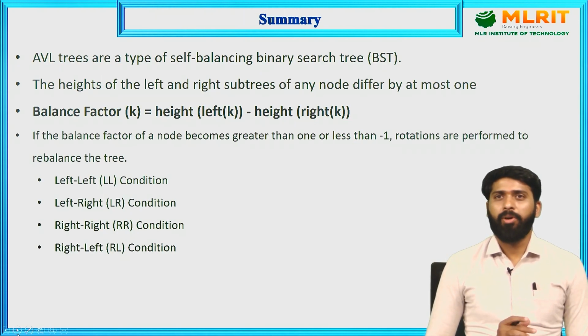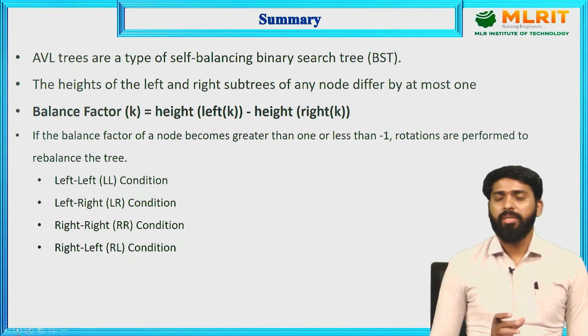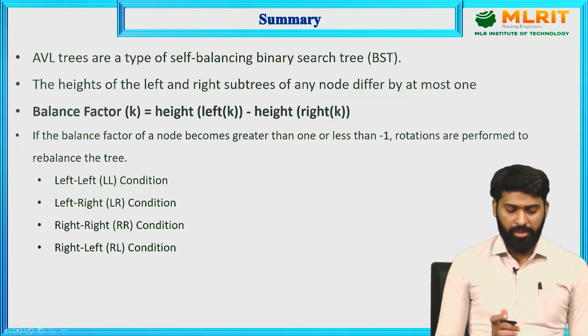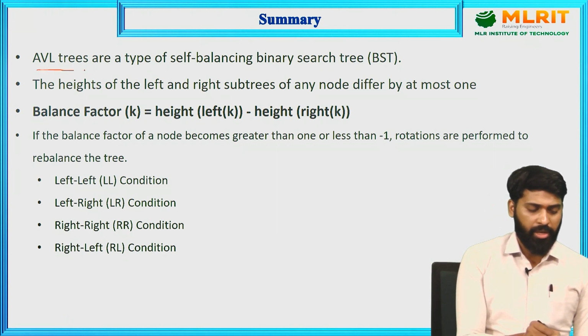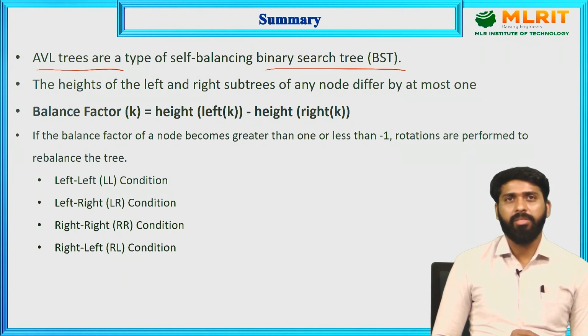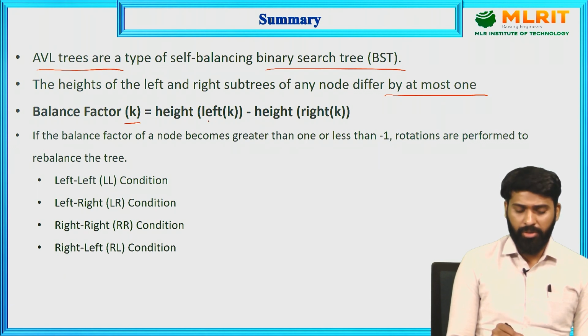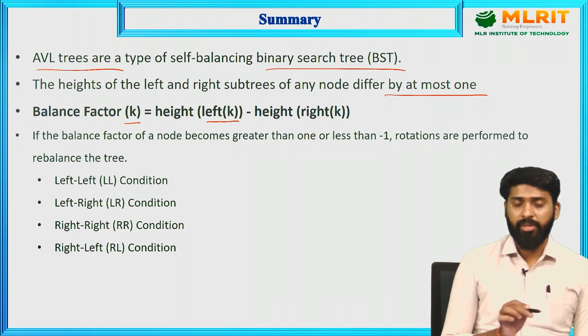Okay. I hope you all understand how to insert a new node in an AVL tree. So coming to the summary of this session. In this session we learned how to insert a new node in an AVL tree. First we discussed what an AVL tree is. AVL trees are a type of self-balancing binary search tree. The heights of the left and right subtrees of any node differ by at most 1. So how do we find the balancing factor? K equals the height of the left subtree minus the height of the right subtree.